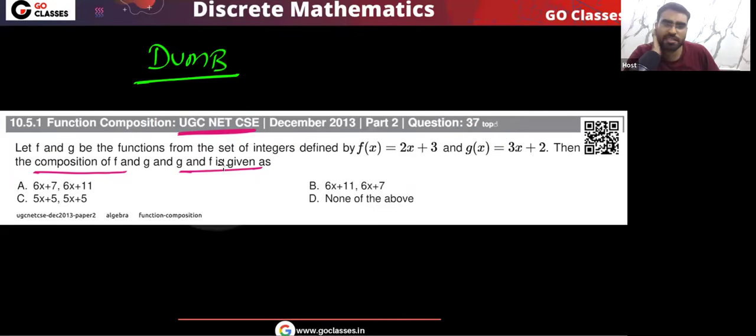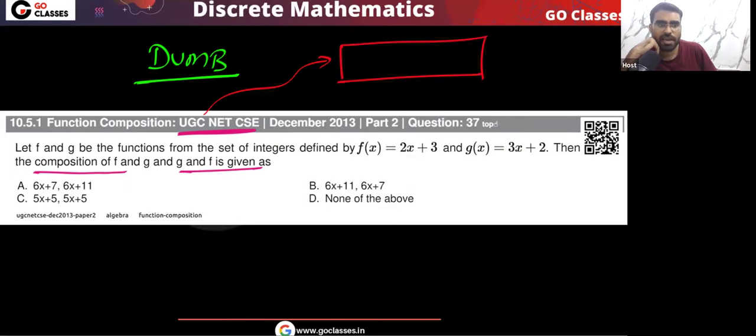Some person has created this question, and I don't know who, but let me tell you, this person has studied one resource, one particular book, and has created a creative question in this person's mind. F and G, G and F I will ask, and more creativity he has put in the options. He has given this also, this also.